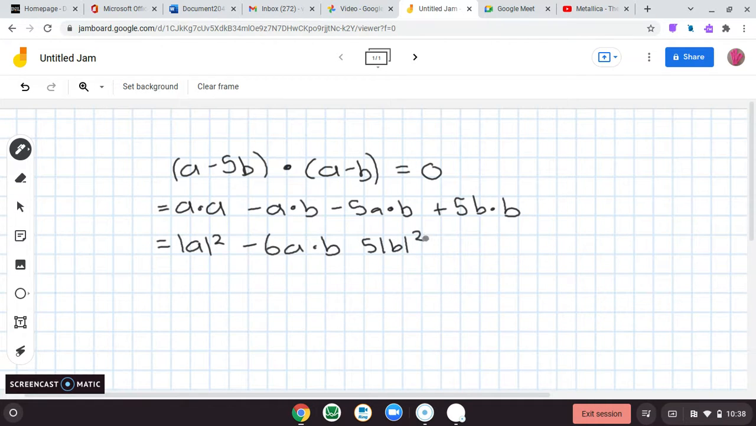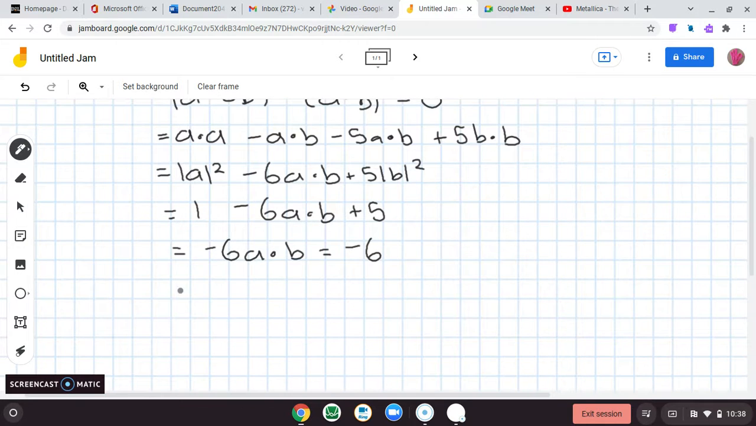Now we know a and b are 1, it said. Oh yeah, not just a and b are 1. So that becomes just 1 itself, minus 6a dot b. And then, plus 5 times 1 is just 5. Again, all of that equals 0, so let's move that to the other side. So we're just going to leave our negative 6a dot b on one side, the 1 and the 5 go on the other. And then, of course, we have to isolate for a dot b, which is negative 6 over negative 6. It's 1.